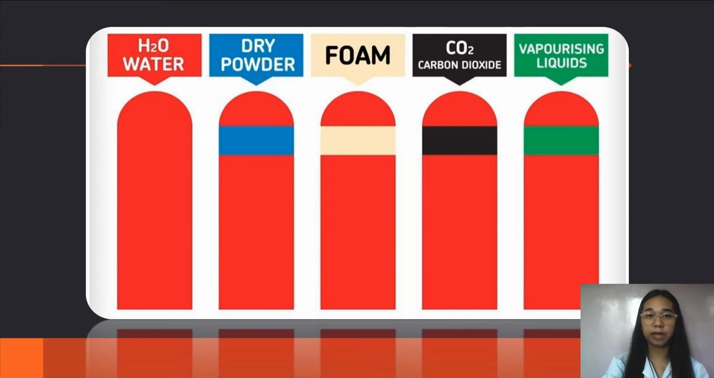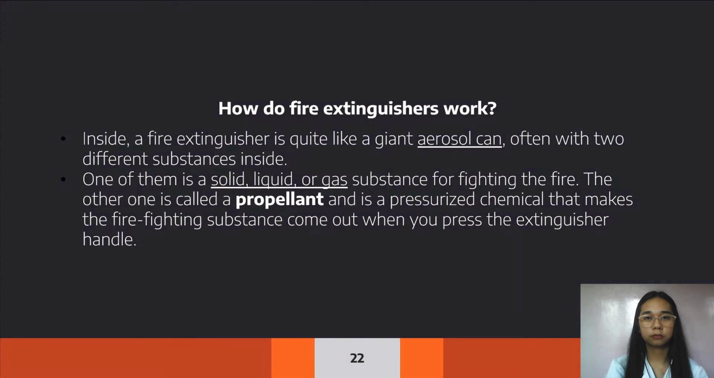And here we have the color codes for fire extinguishers. First, we have the red, which is for the water. The blue label is for the dry powder. The cream-colored label is for the foam. The black one is for the carbon dioxide. And lastly, the green one is for the vaporizing liquids.